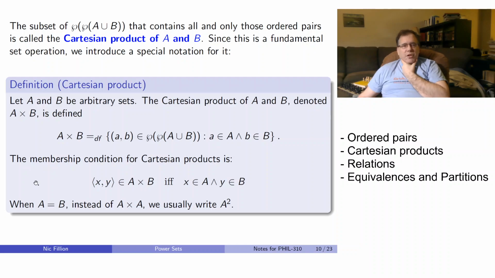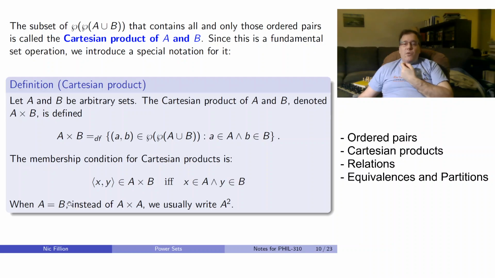So the membership condition, because of the way we just defined the Cartesian product, is going to be like that. An ordered pair XY is in the Cartesian product A cross B if and only if X is in A, the first set, and Y is in B, the second set.